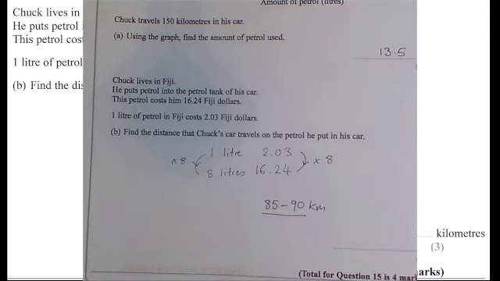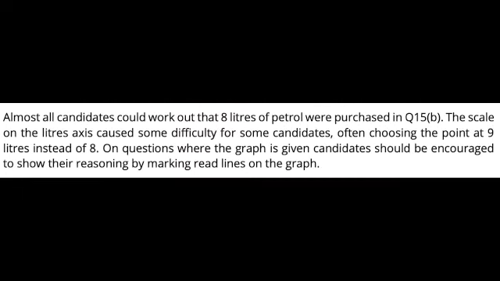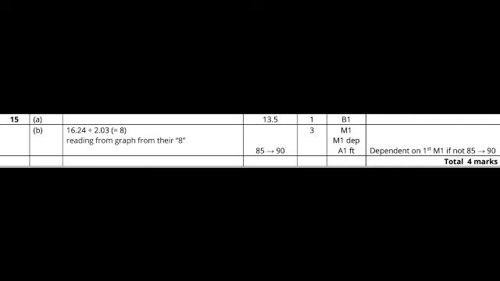Okay, so let's check out the examiner's report. The scale caused some problems on the y-axis. Okay, so we know the big square has 10 separations, so you need to get the numbers and work out how big is each step. Little squares. Yeah, good. 13.5 and 85 to 90.